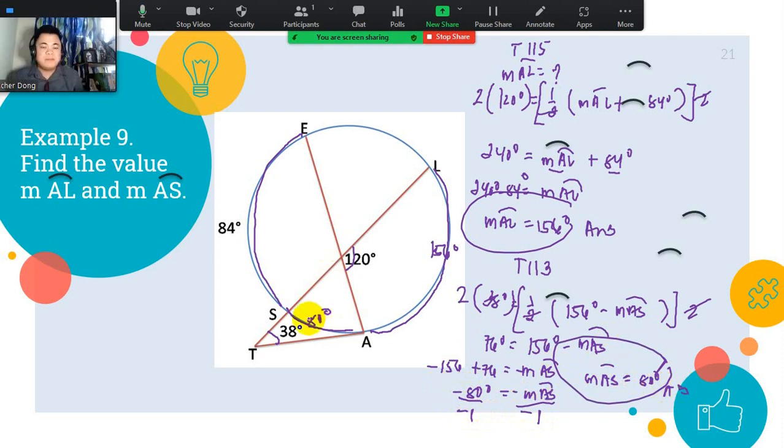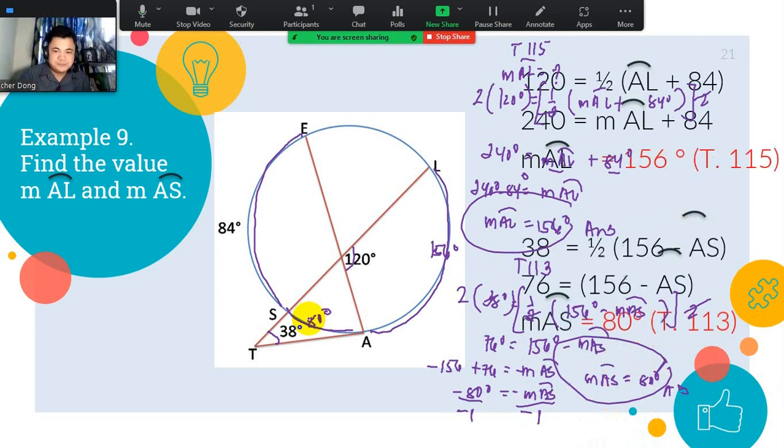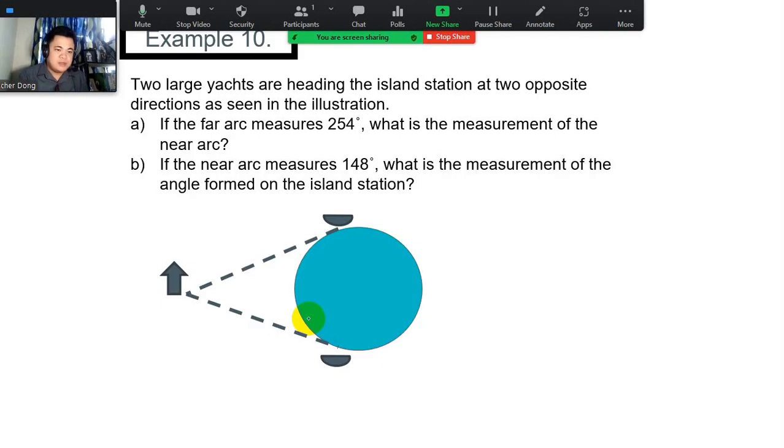Okay? So we applied Theorem 115 in solving for arc AL, and then we applied Theorem 113 in solving for arc AS. Okay? Analyze first the given illustration. Now, let's have this problem. Two large yachts are heading to the island station in two opposite directions as in the illustration. Letter A, if the far arc measures 254 degrees, what is the measurement of the near arc? Then for letter B, if the near arc measures 148 degrees, what is the measurement of the angle formed at the island station? Let's start first with A.